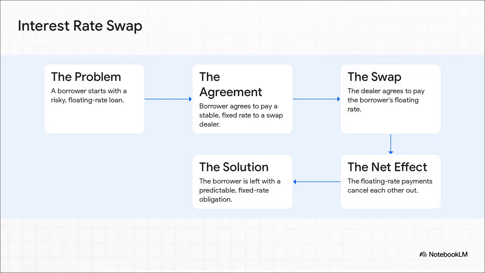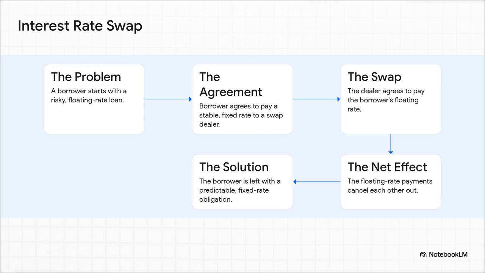Okay, just follow me through this example. Imagine a company has a big loan, but the interest rate on it fluctuates all over the place. That's risky. They want some stability. So they can enter into what's called an interest rate swap. They agree to pay a nice, predictable, fixed interest rate to a swap dealer. In return, the dealer agrees to pay the company's unpredictable floating rate for them.